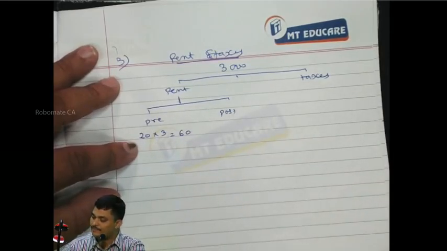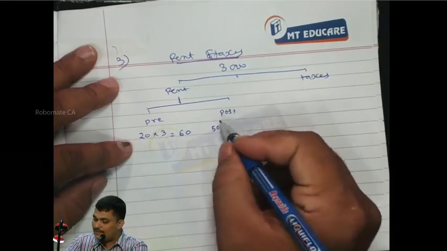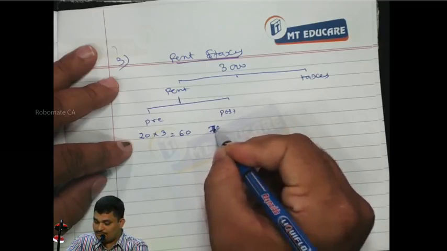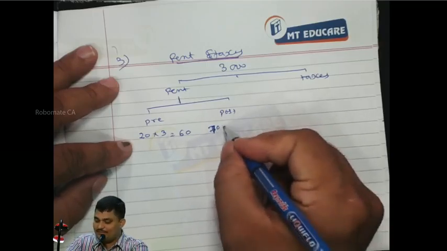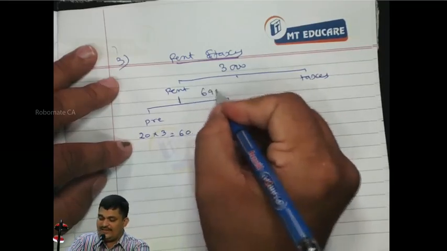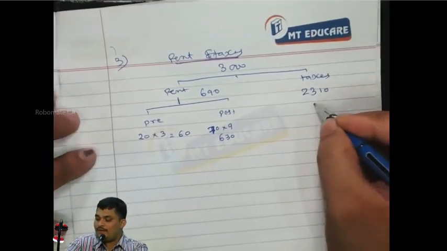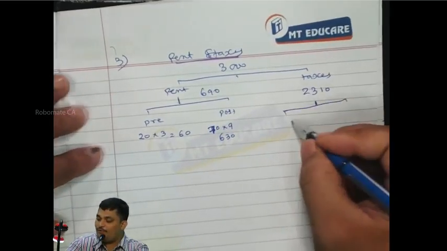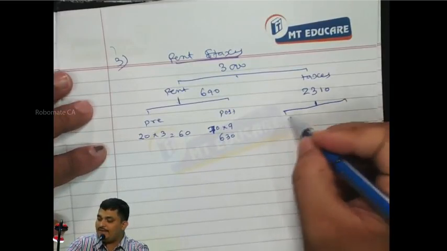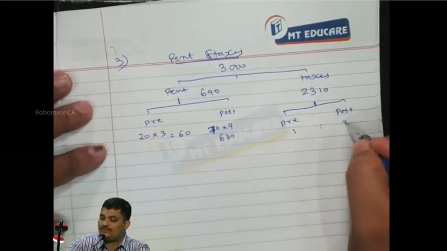Everybody? Thereafter it was, so 50 into, I'm sorry, 70 into 9, 630, which will be apportioned in time ratio between pre and post, 1:3.